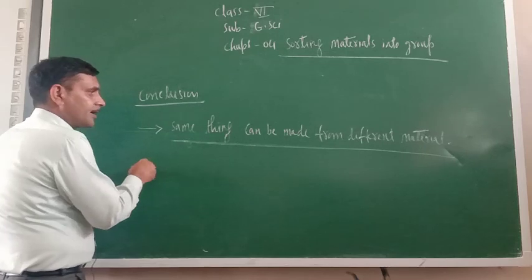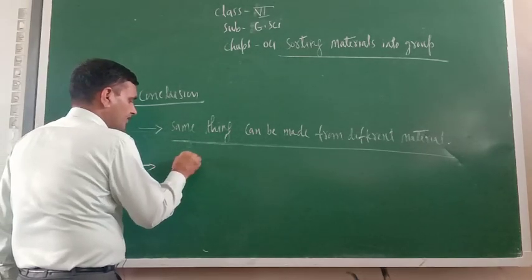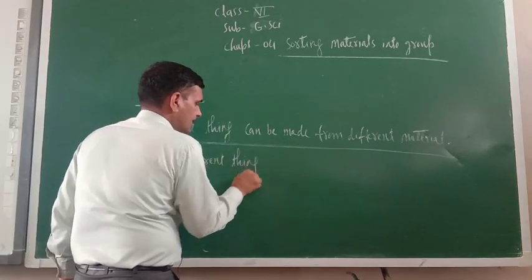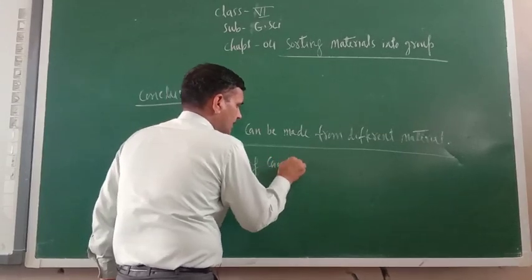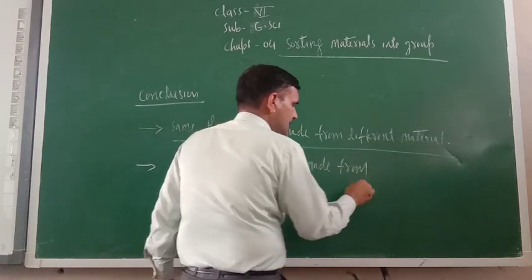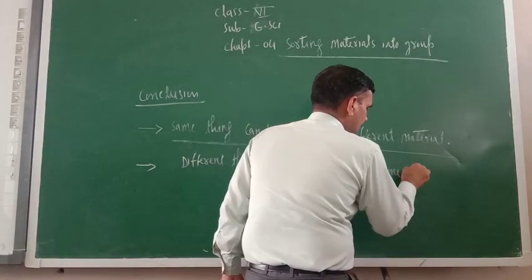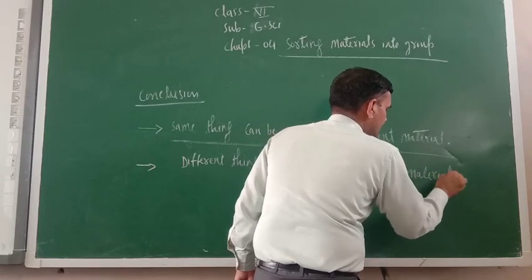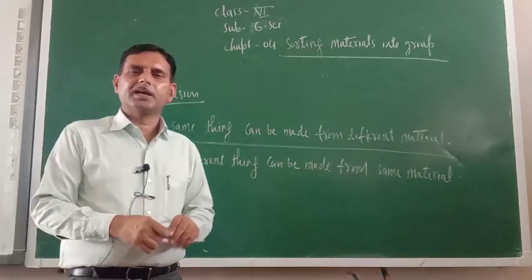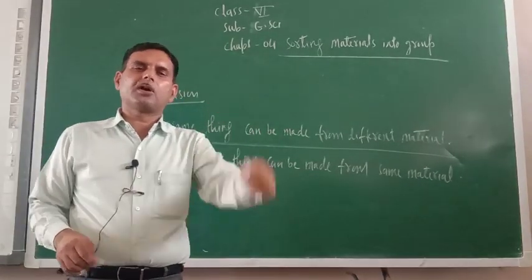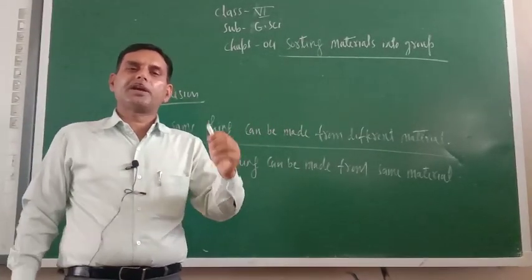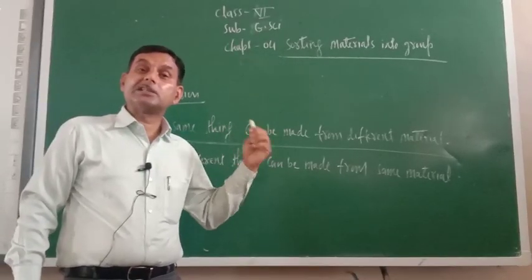Similarly, different things can be made from the same material. Okay, do you understand the meaning of this one? Just try to understand the meaning of this one. Different things. Just see, I am taking the example of this chalk only. This chalk is made up of calcium carbonate. So this calcium carbonate is used for making the chalk.